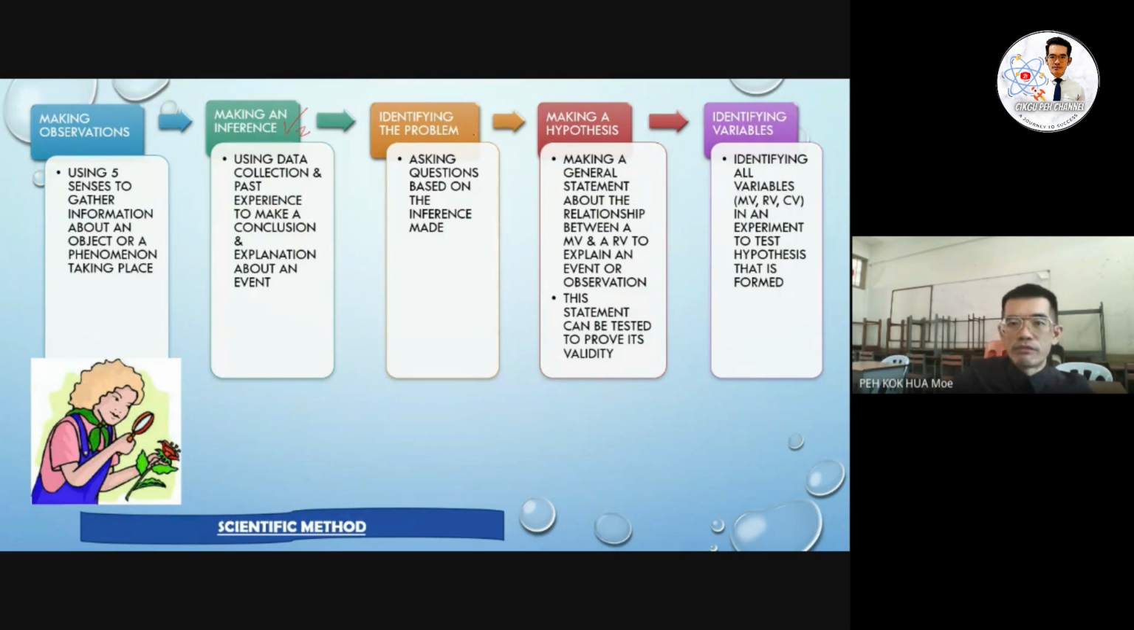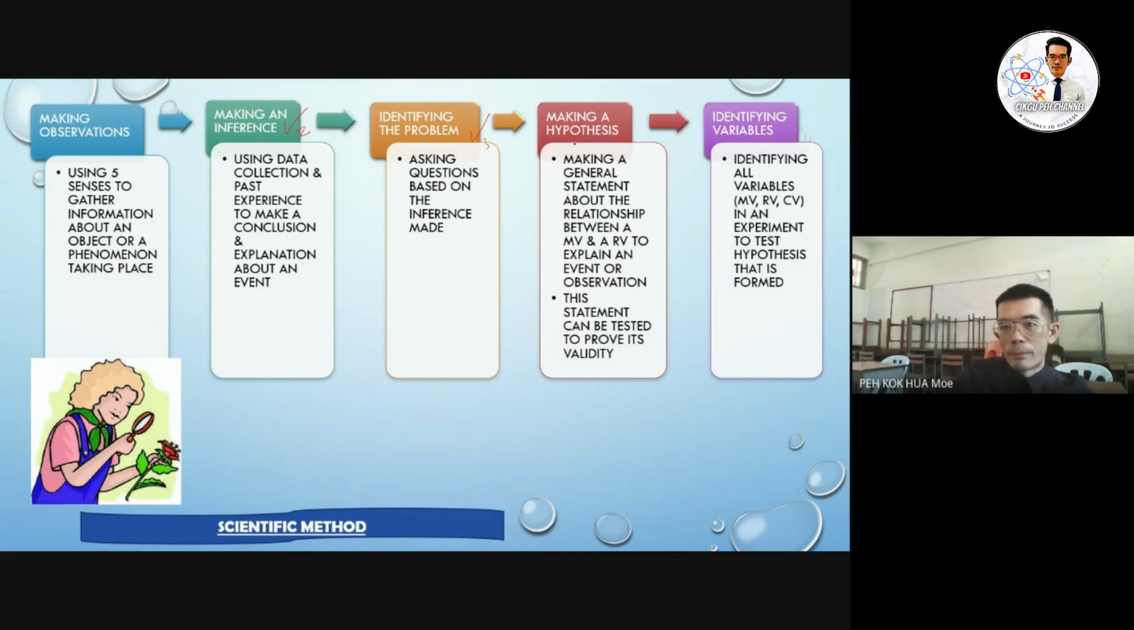And identifying the problem, so asking a question based on the inference made. So that means the inference will be a question; identifying the problem will be the question related to the inference, okay.